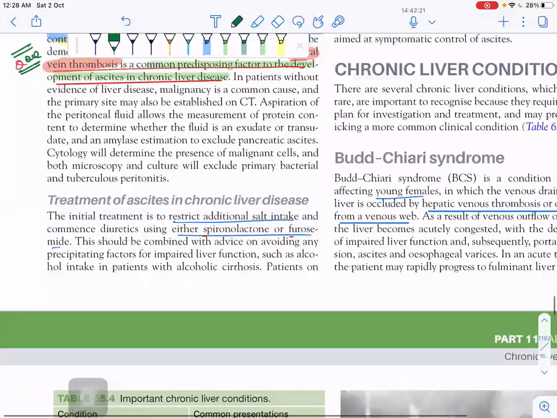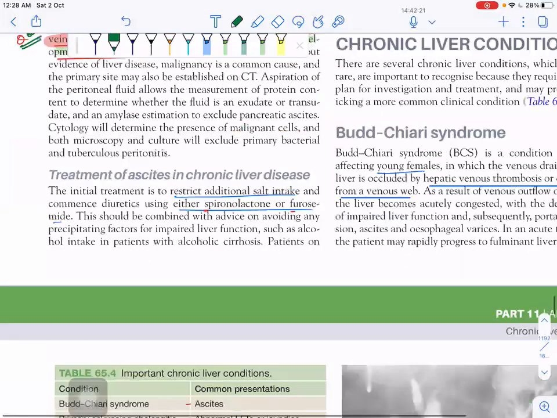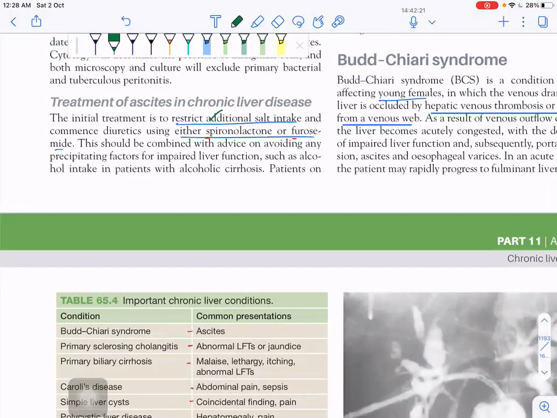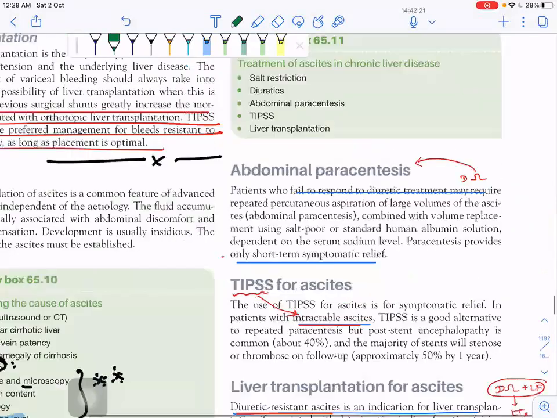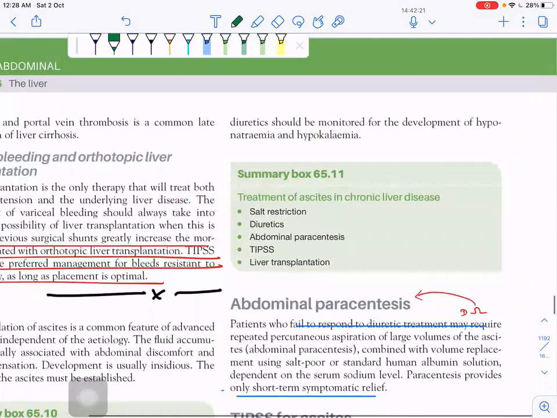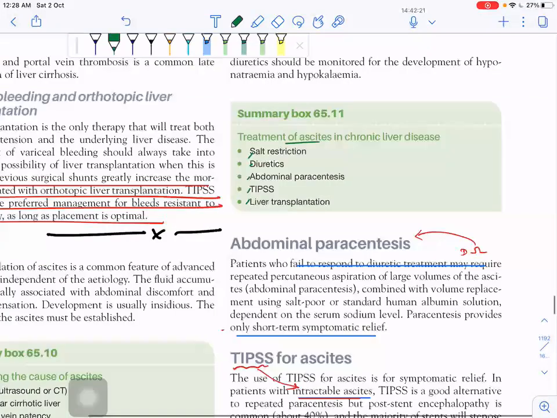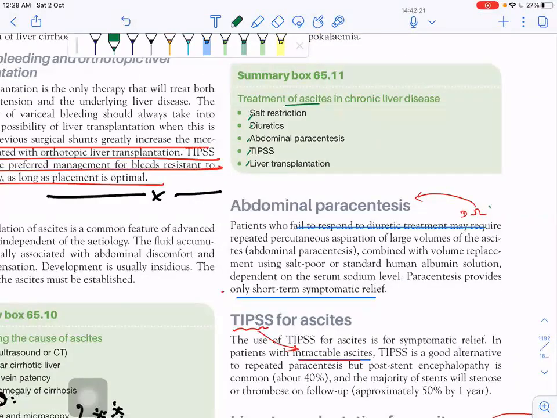Next, treatment of ascites in chronic liver disease. How to treat these ascites? Initially you have to restrict the salt intake and start diuretics, either spironolactone or furosemide. The treatments are salt restriction, diuretics, abdominal paracentesis, and liver transplantation. When do you have to do abdominal paracentesis? When the ascites is diuretic resistant, then only you go for abdominal paracentesis. It only gives short-term symptomatic relief.